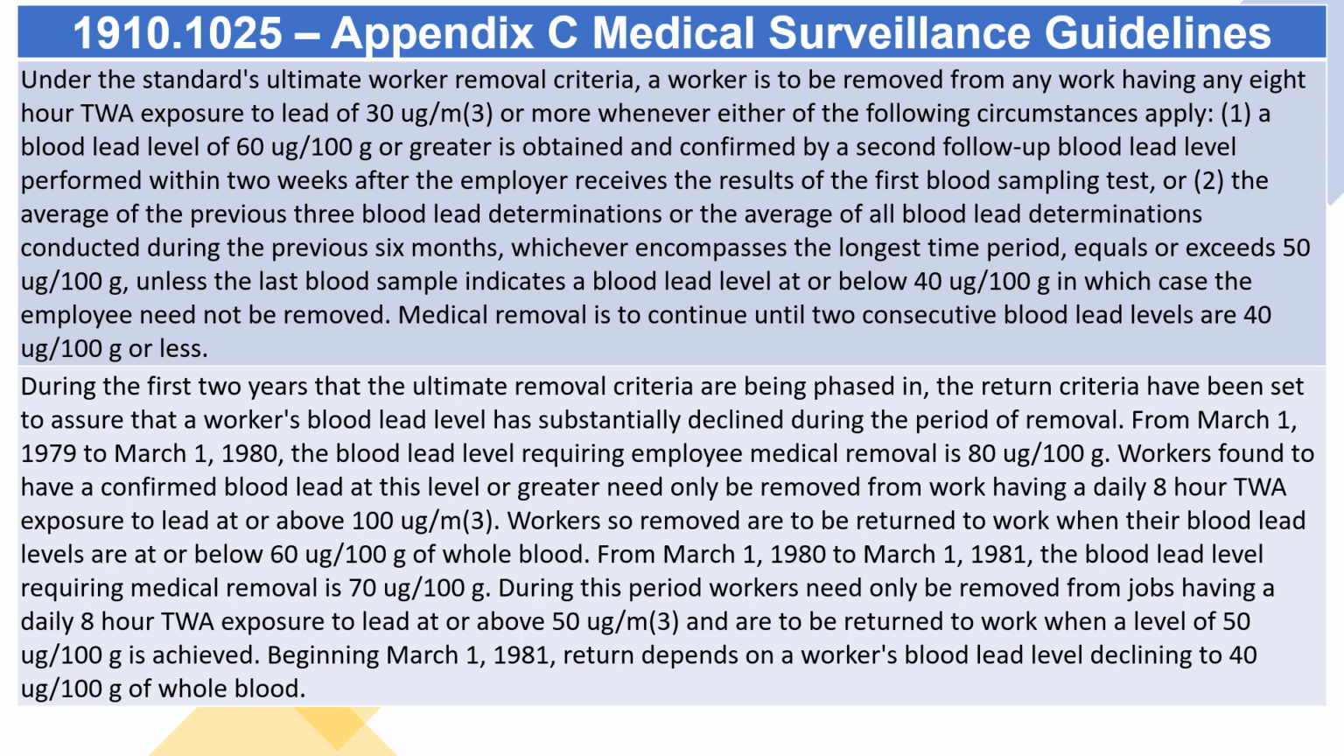Workers so removed are to be returned to work when their blood lead levels are at or below 60 µg/100 g of whole blood. From March 1, 1980 to March 1, 1981, the blood lead level requiring medical removal is 70 µg/100 g. During this period, workers need only be removed from jobs having a daily 8-hour TWA exposure to lead at or above 50 µg/m³, and are to be returned to work when a level of 50 µg/100 g is achieved. Beginning March 1, 1981, return depends on a worker's blood lead level declining to 40 µg/100 g of whole blood.